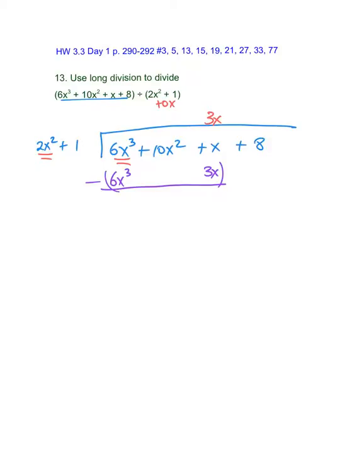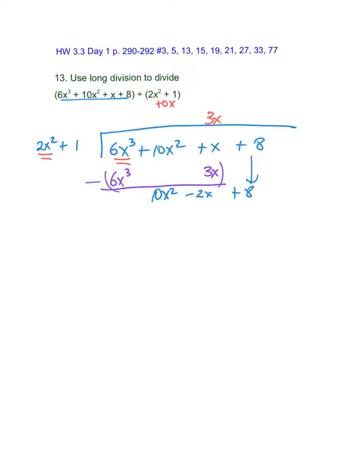So 6x cubed minus 6x cubed is 0x cubed. 10x squared minus 0x squared is going to be 10x squared. So we're going to write that 10x squared. And x minus 3x is minus 2x. And then we'll bring down the 8.